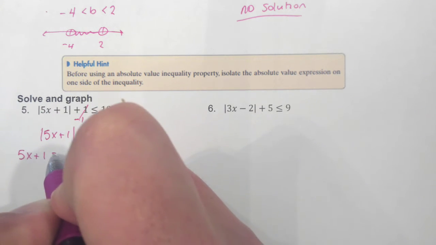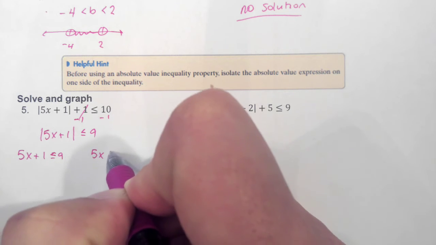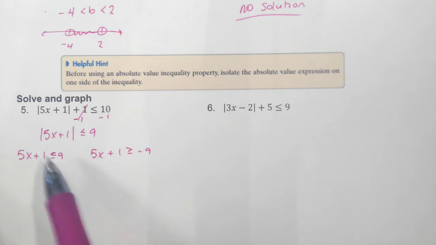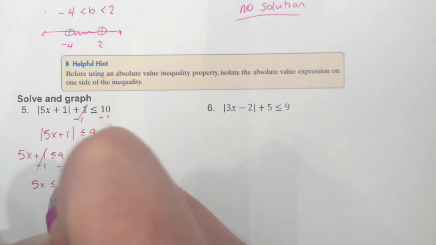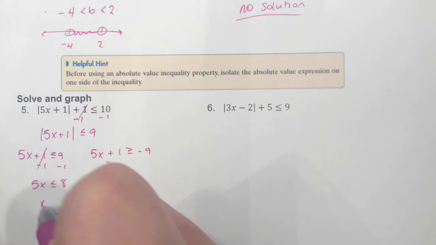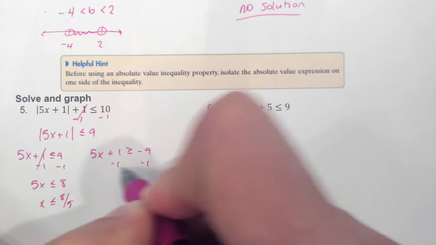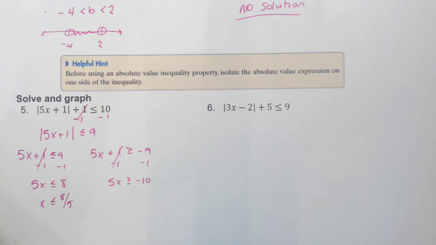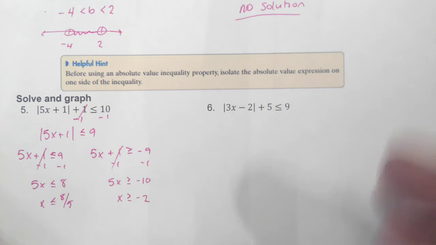First one, 5x plus 1 is less than or equal to 9, and 5x plus 1 is greater than or equal to negative 9. So I would subtract 1 from both sides. 5x is less than or equal to 8. Divide by 5, and we'll just leave it as the fraction. It doesn't reduce. We get 8/5. On the second one, we would subtract 1. 5x is greater than or equal to negative 10. Divide by 5, and you've got negative 2.